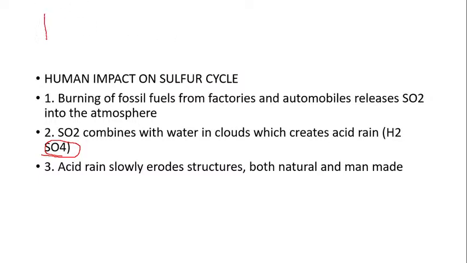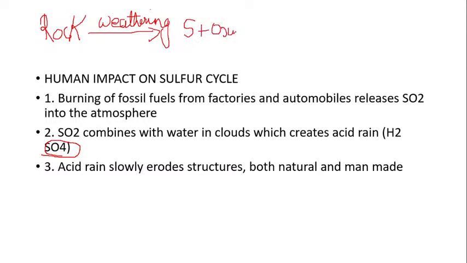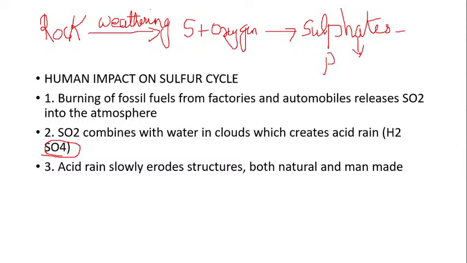For example, just see here, this is rock. Rock is subjected to weathering, and sulfur reaches the atmosphere, and this sulfur will combine with oxygen to form sulfates, and this sulfate is taken up by plants.